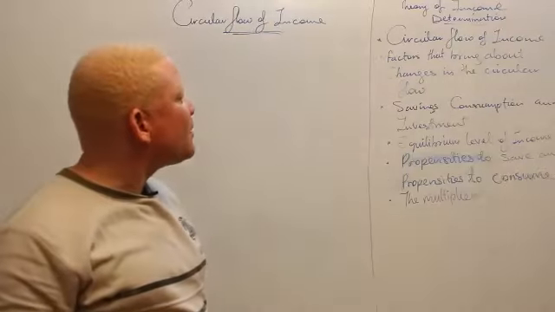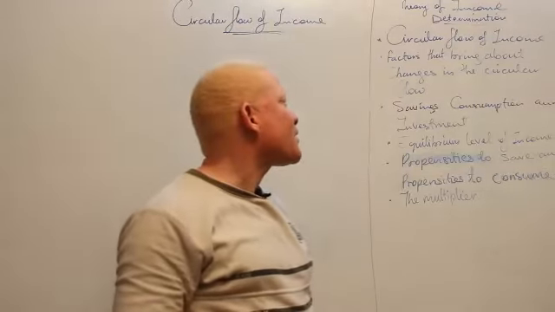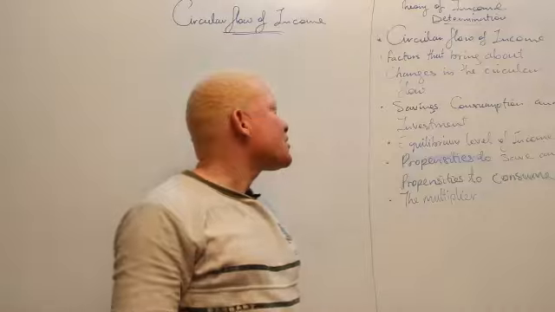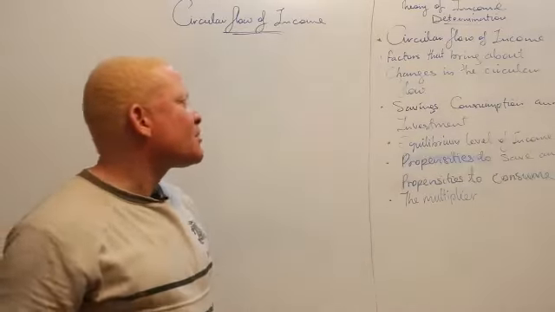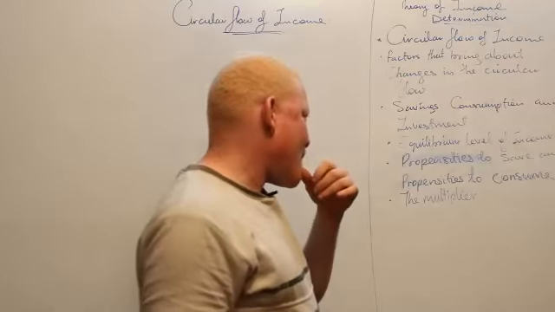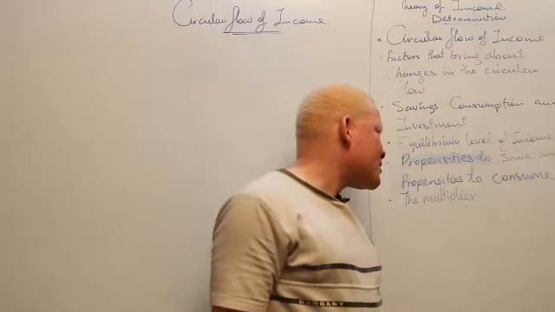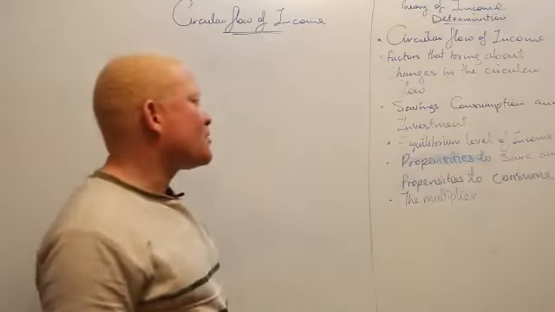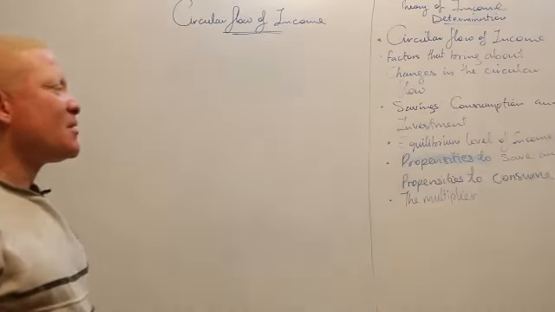Let's go through the outline. We have the factors that lead to changes in the circular flow of income: savings, consumption, investment. Then we have equilibrium level of income, propensities to save, propensities to consume. Then we talk about the multiplier.